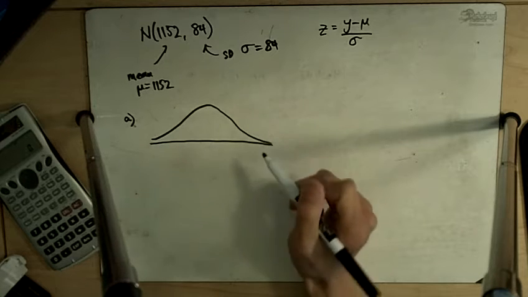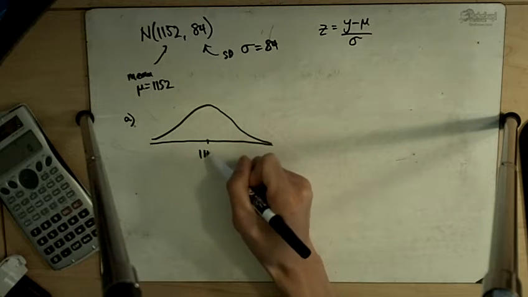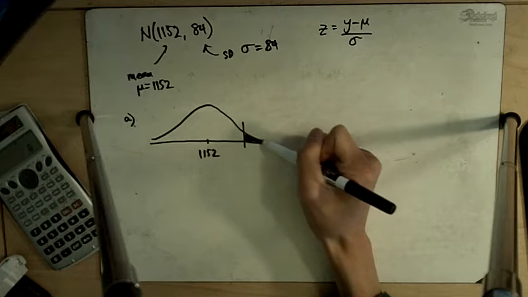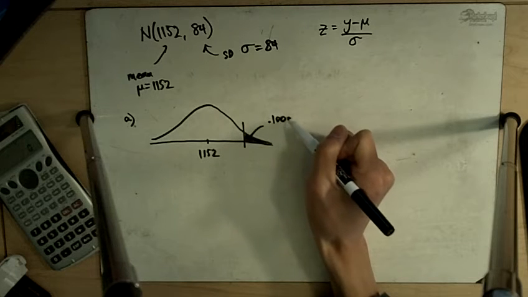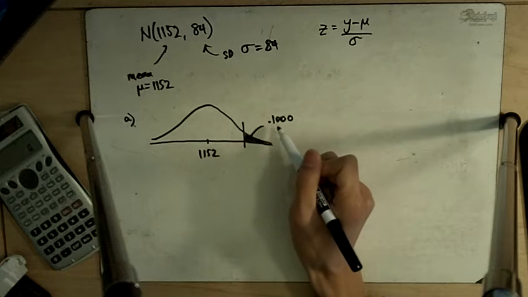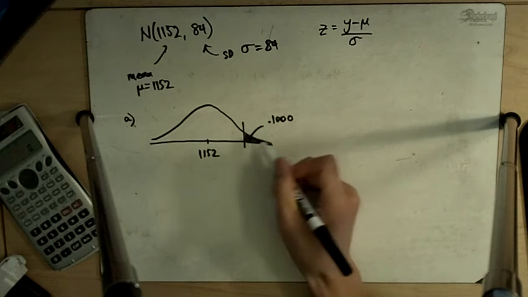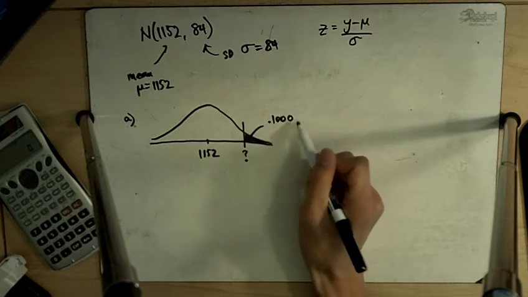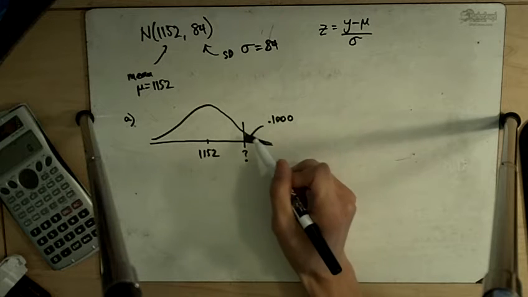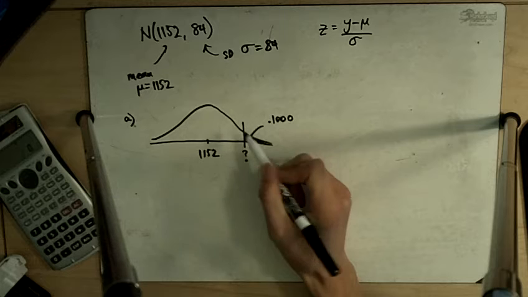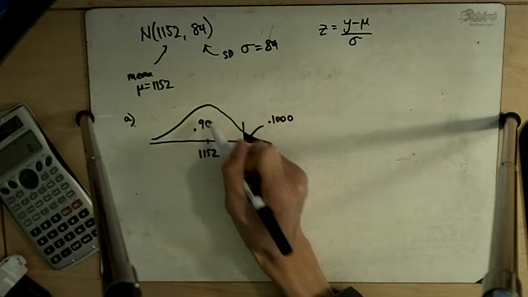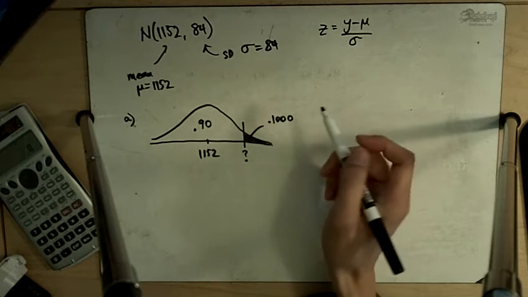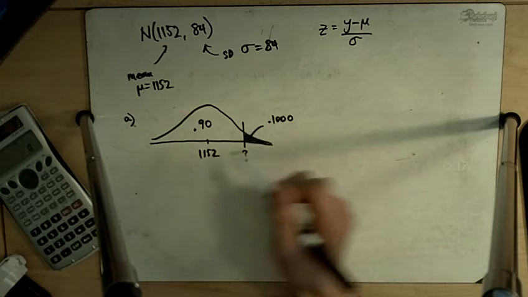So here's our normal distribution. We're centered at 1152, and we want to know the cutoff value for the highest 10%. So we know that 10% is in this tail, so that proportion is 0.1000, and we want to know what this cutoff value is. If 10% is to the right of the cutoff value, that means 90% is to the left, because the entire thing adds up to 100%, or 1.0. So if 0.1 is to the right, 0.90 is to the left.